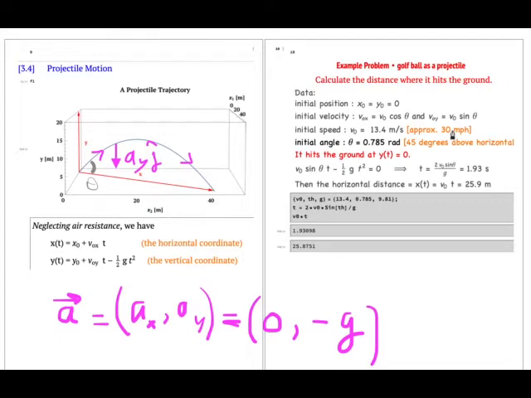So this isn't Tiger Woods hitting a golf ball. He hits the golf ball with a much larger initial speed. This is maybe Tiger Woods when he was 6 years old hitting a golf ball. Let's say the initial angle is 0.785 radians. That is 45 degrees, and that's measured above the horizontal.